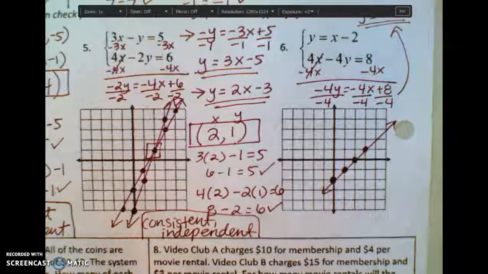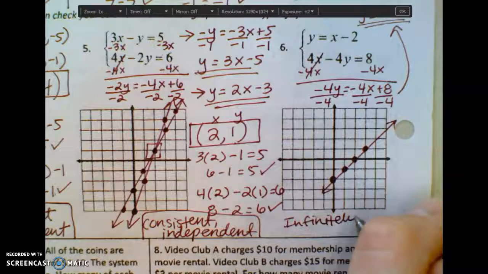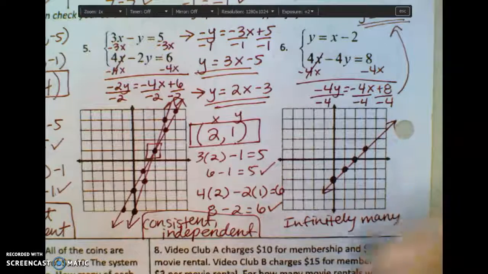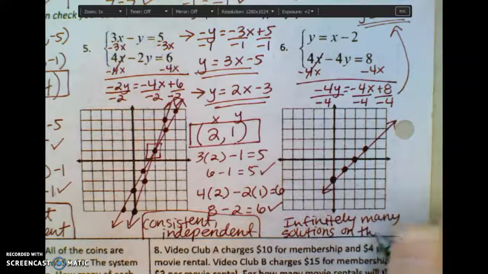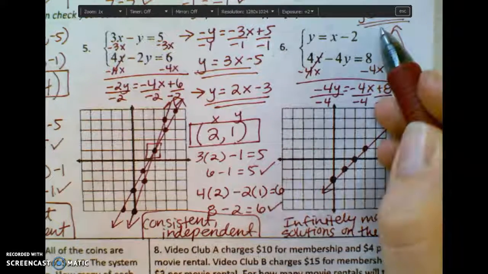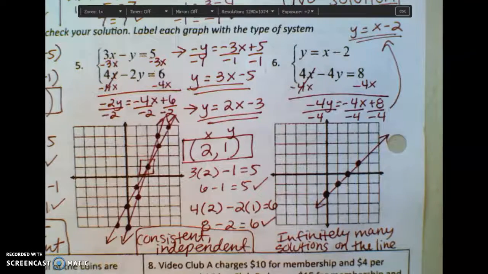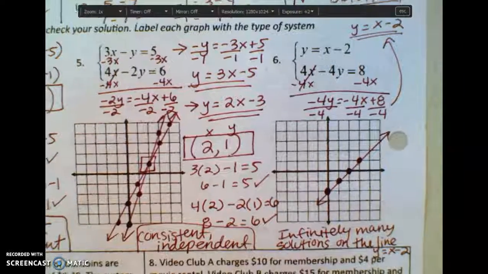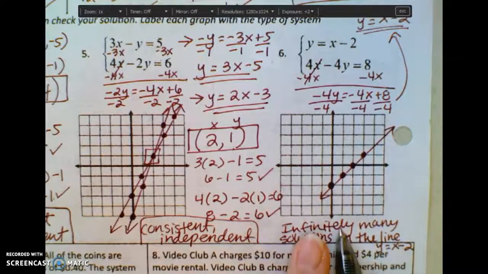They are the same equation. So our answer is infinitely many solutions. And it's really important that at the end we say on the line, and then we tell what the line is. The line is y equals x minus 2. Sorry, it's very squished here, but it's really important that we have this infinitely many solutions on the line y equals x minus 2.